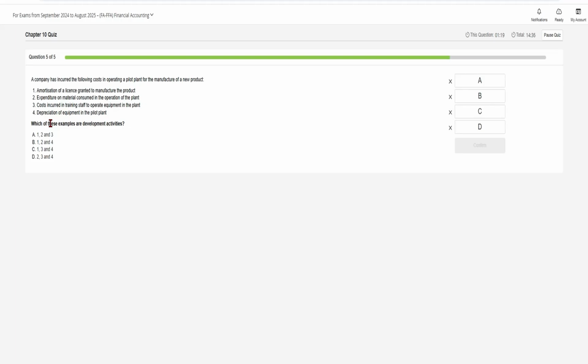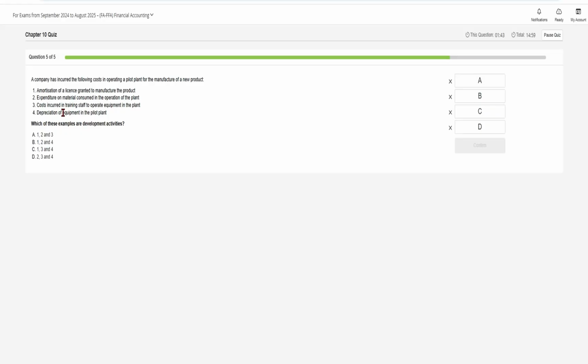expenditure on material consumed in the operation of the plant. So materials which are used to operate the pilot plant, which is in test production. So it's also a development activity. Okay, so again 2 is correct. So in that case our option C is out. Now either A or B could be our right answer.